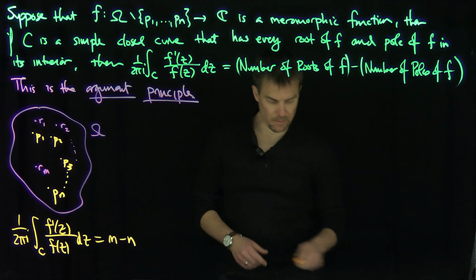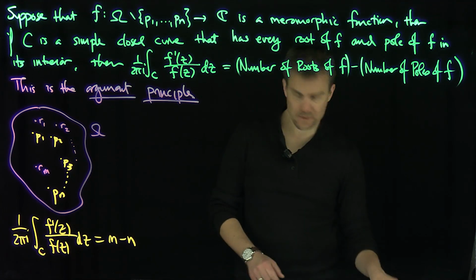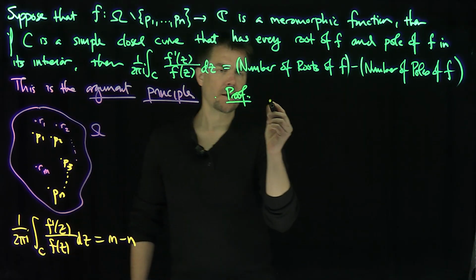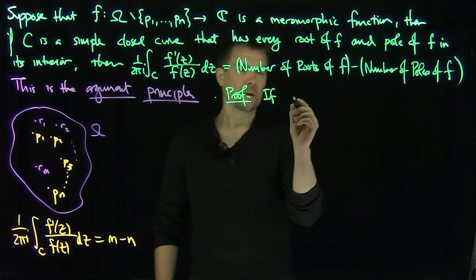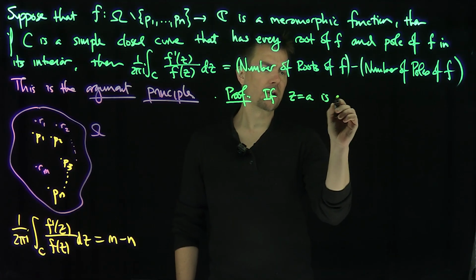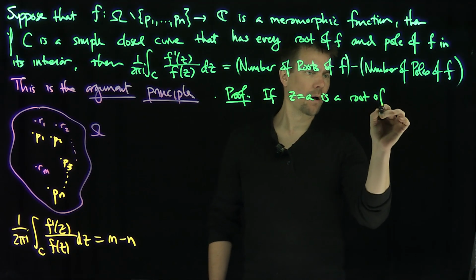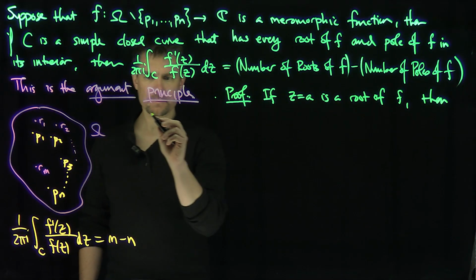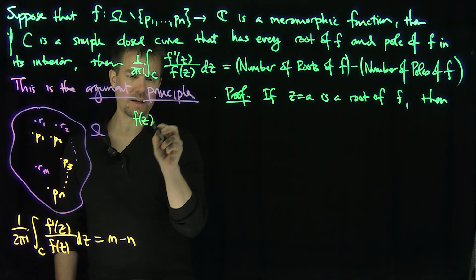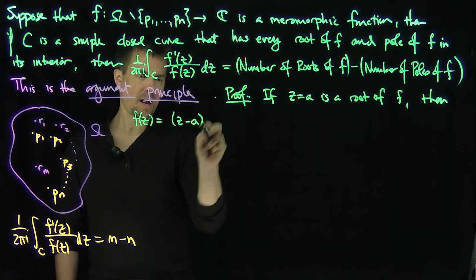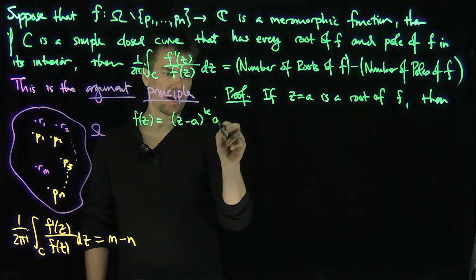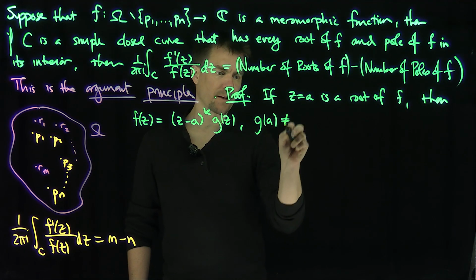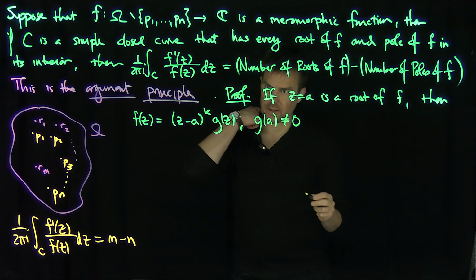Great. So how do we prove the argument principle? So the proof goes as follows. Here's the proof. So if z equals a is a root of f, then near a, f of z is going to be z minus a to some power k times g of z, where g is holomorphic and g of a is not equal to 0, right? That's how we express roots of holomorphic functions by the Taylor expansion.